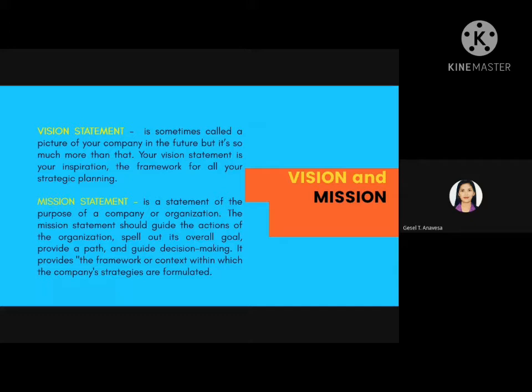And then mission statement, it is the statement of the purpose of a company or organization. So the mission statement should guide the actions of the organization, spell out its overall goal, provide a path, and guide decision-making. It provides the framework or context within which the company's strategies are formulated. So mission, unsa ang purpose sa inyong company. So you have to state kung nganong ni-exist ang inyong business. And then, okay, mao na siya. So, it should be concisely in line with your beliefs in the operation of your business. So in creating vision and mission, it should be customer focused. Okay.